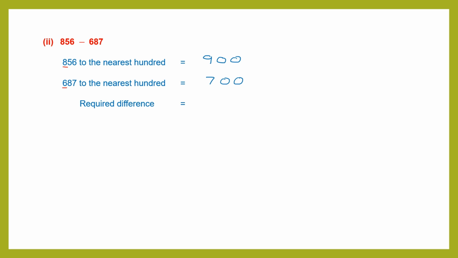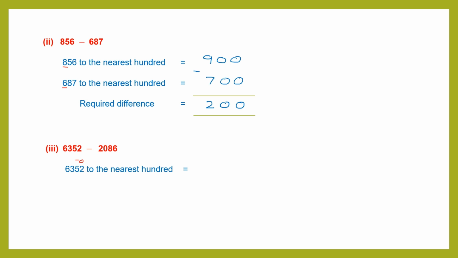Now we have to find the required difference, and that we can do by subtracting these two. 0, 0, 9 minus 7 is 2. So we have the required difference as 200 for this question. Question 3. 6352 minus 2086. So now first let's round it off to the nearest 100.